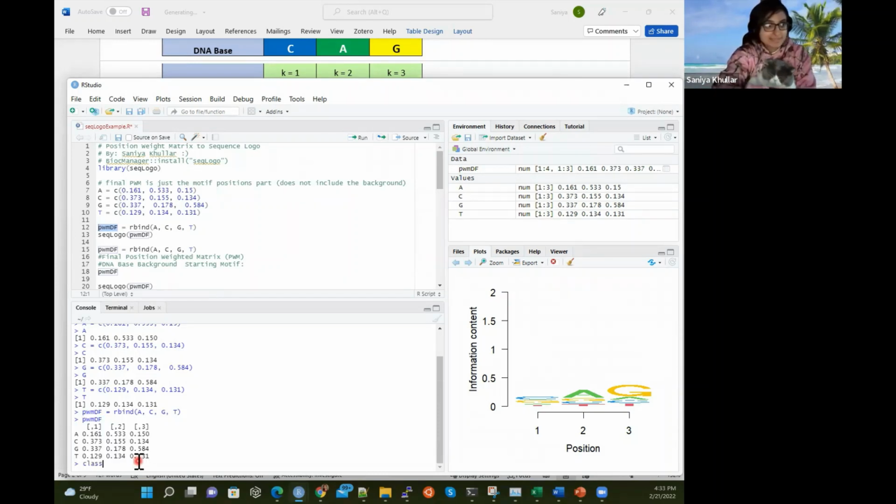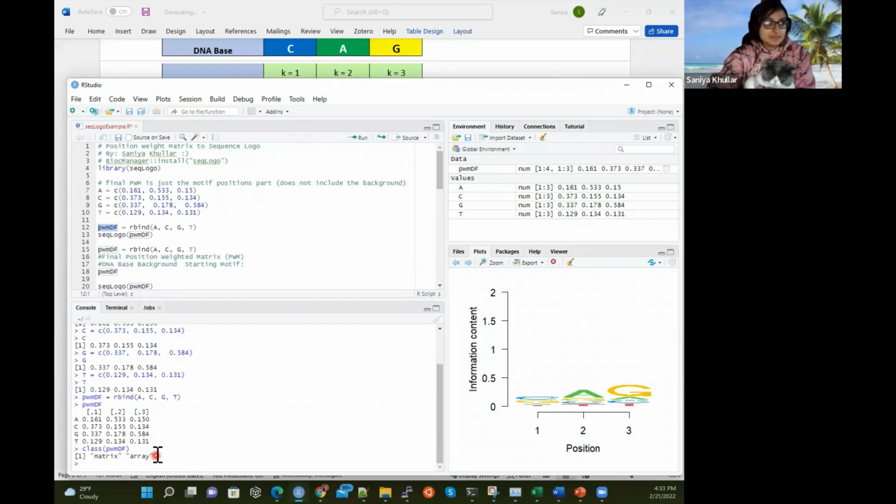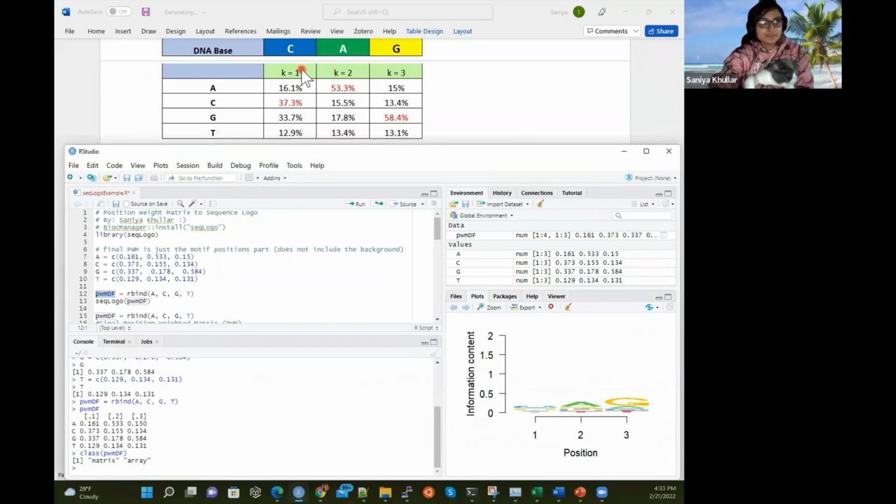I could do class of PWMDF, and it should be a matrix or an array. That's really key if you want to check the type. So you need to have A, C, G, T, and this one corresponds to that one there. This one needs to correspond to this one, this two needs to correspond to this two, and this three needs to correspond to this three here. Just to make this a little bit clearer, this part here needs to correspond to this part here.